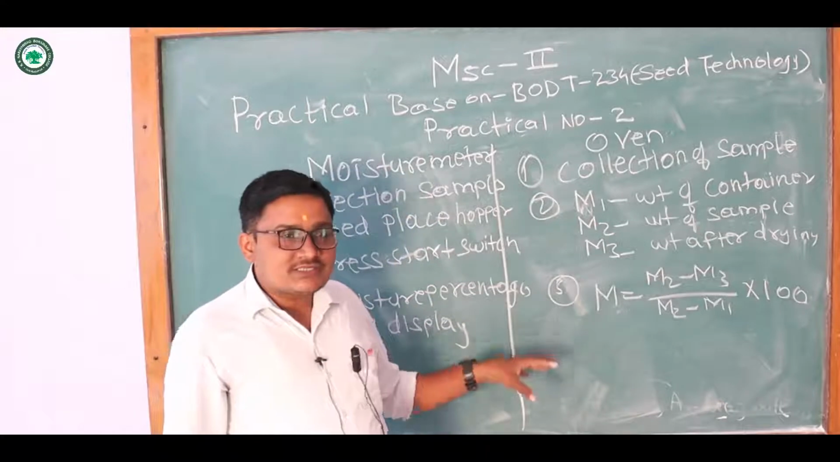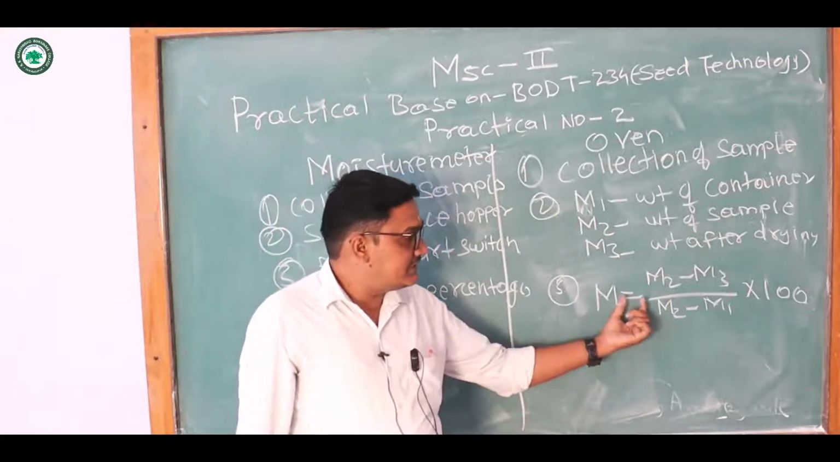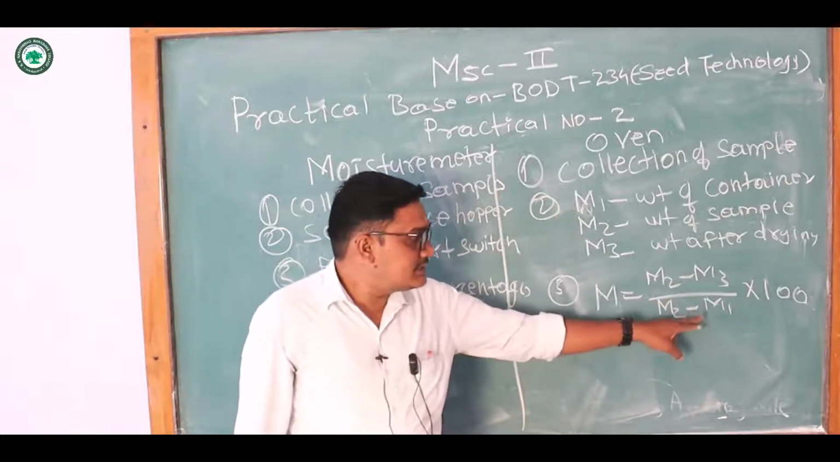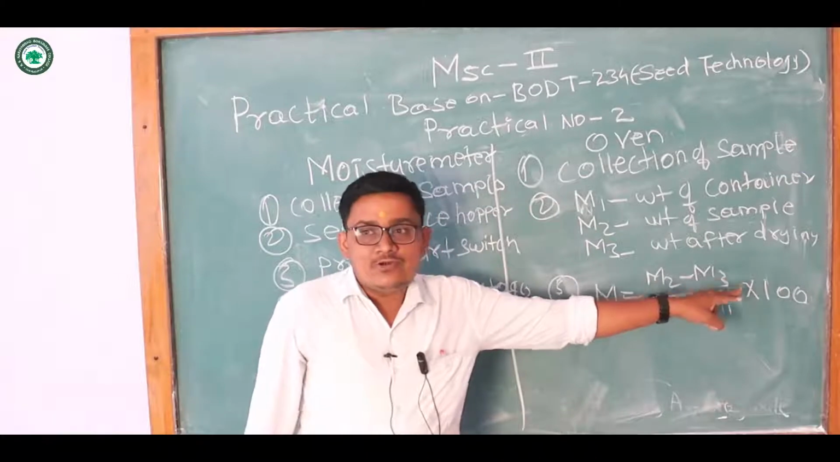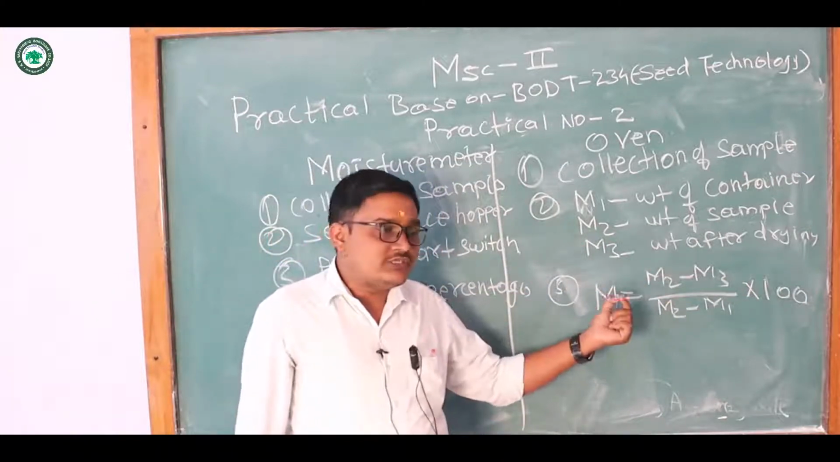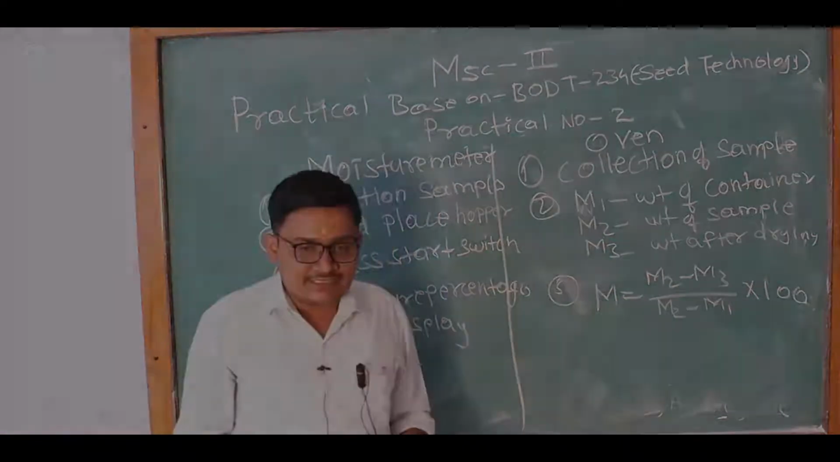And the moisture percentage is calculated by the following formula. That is the moisture percentage, given by M2 minus M3 divided by M2 minus M1, multiplied by 100, because we are calculating the percentage of that moisture. Let's see the experimental work of this practical.